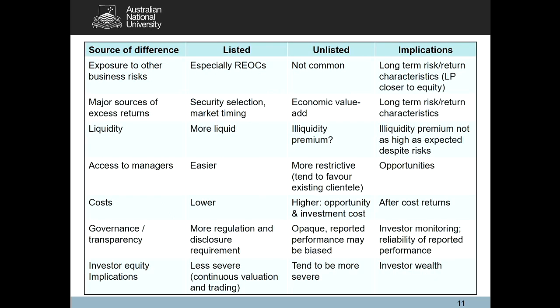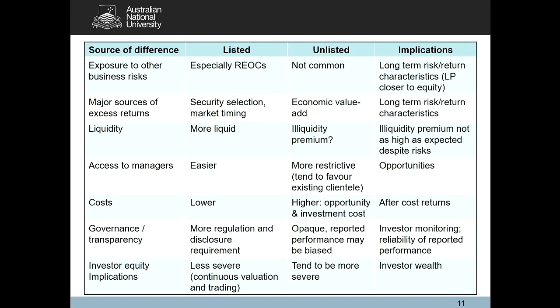Exposure to other business risk. Listed has more exposure to other business risk than unlisted, but we're really talking about REOCs in particular here, which isn't a big focus on the course. So when it comes to exposure to other business risks, there's a little bit in REITs, but not that much. It's not a big issue in the context of what we look at here. But if you invest in a REOC, because they can invest in quite a broad portfolio of assets, including a lot of equity, then you're going to get exposure to business risks outside of property.